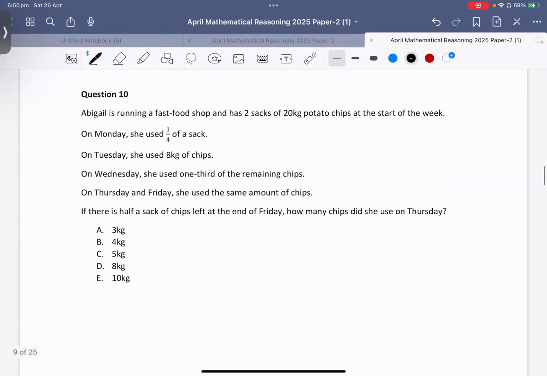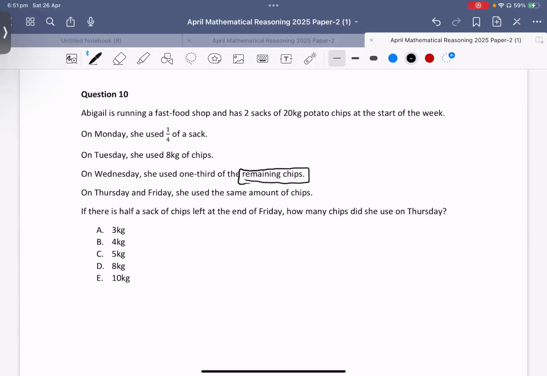Okay, Question 10. So Abigail is running a fast food shop and has 2 sacks of 20-kilo potato chips at the start of the week. On Monday, she used a quarter of the sack. On Tuesday, she used 8 kilograms. Wednesday, she used a third of the remaining. Whenever they say remaining, it means we actually do need to calculate that amount. And on Thursday and Friday, she used the same amount of chips. If there is half a sack of chips left at the end of Friday, how many chips did she use on Thursday? So let's work down from each day.